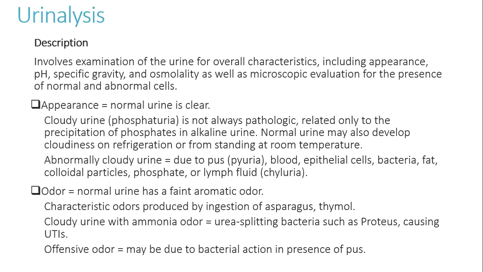Normal urine may also develop cloudiness if we refrigerate it or if we keep it at room temperature for a long duration. And abnormally cloudy urine may also be due to the presence of pus, which is called pyuria, due to blood, epithelial cells, bacteria, fat, colloidal particles, phosphate, and lymph fluid, which is called chyluria. And the normal odor of urine is a faint or aromatic odor.